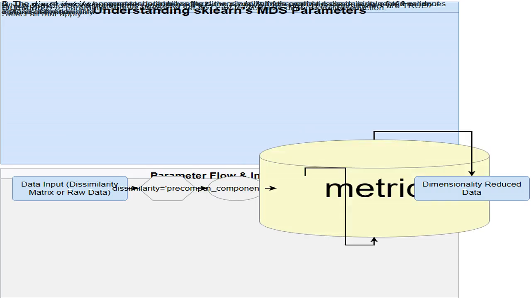The metric parameter determines how distances between data points are calculated if I give raw data. I set it to true to use a standard distance calculation, like Euclidean distance, or provide a custom distance function. If I'm using a pre-computed dissimilarity matrix, then this parameter is irrelevant. It's not a question of accuracy, but rather a choice between using a standard distance formula or a custom one.